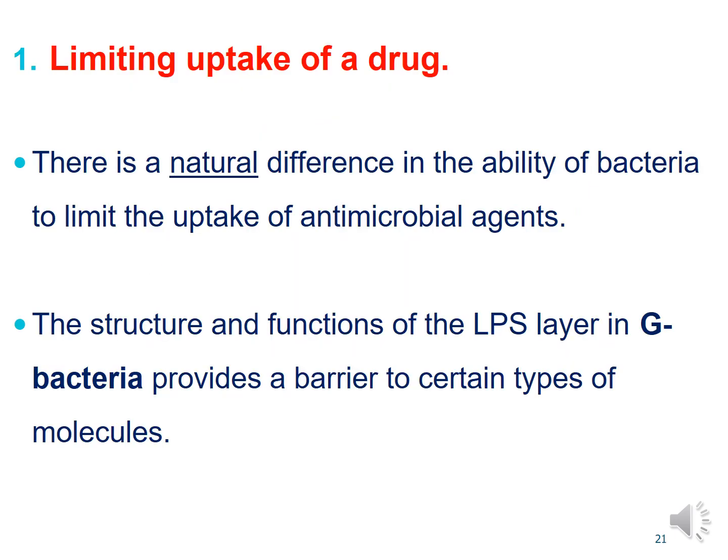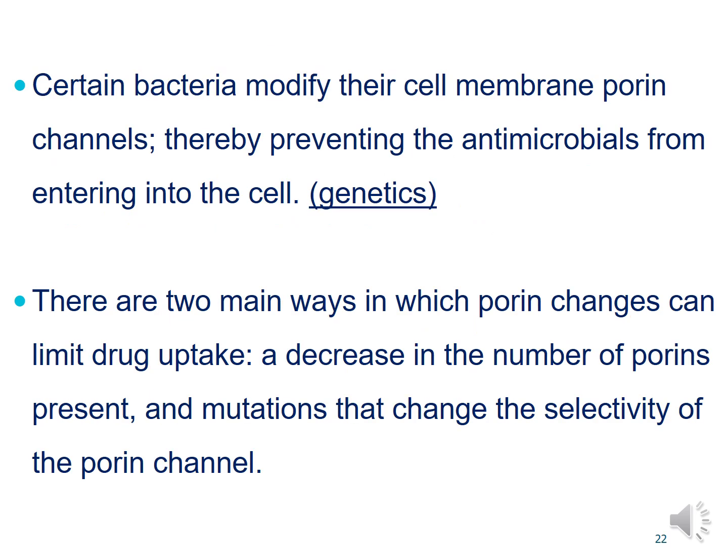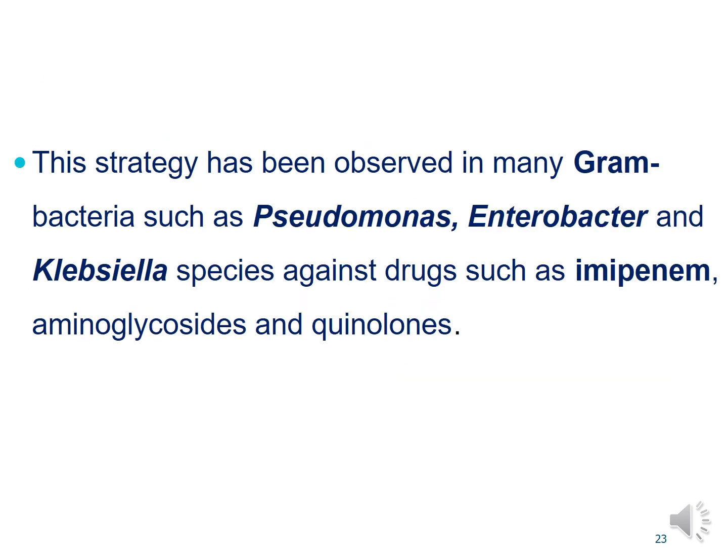Limiting uptake of drugs. There is a natural difference in the ability of bacteria to limit the uptake of antimicrobial agents. The structure and function of the lipopolysaccharide layer in gram-negative bacteria provides a barrier to certain molecules. Certain bacteria modify the cell membrane porins, therefore preventing the antimicrobial from entering the cells. There are two main ways by which porin changes can limit the uptake: a decrease in the number of porins present and a mutation that changes the selectivity of the porin. This strategy has been observed in many gram-negative bacteria such as Pseudomonas, Enterobacter and Klebsiella species against drugs like imipenem, aminoglycosides and quinolones.